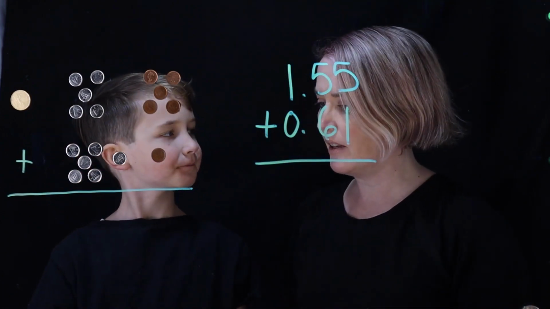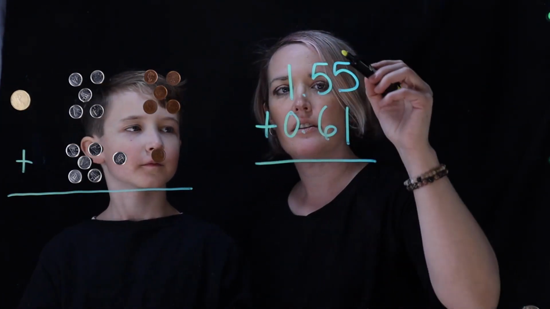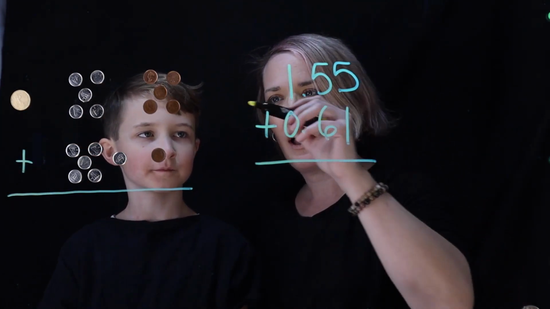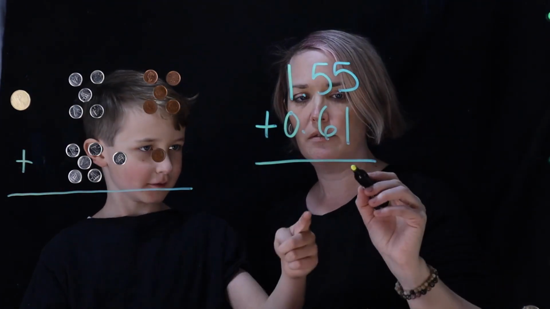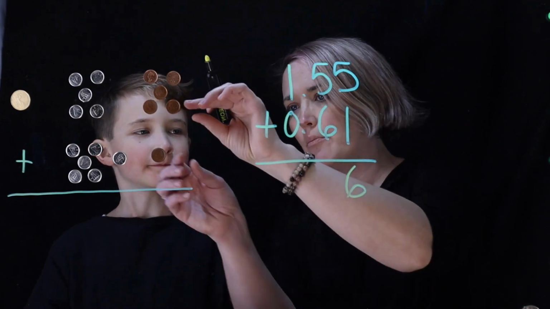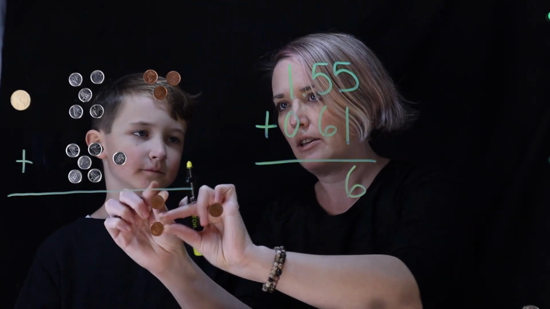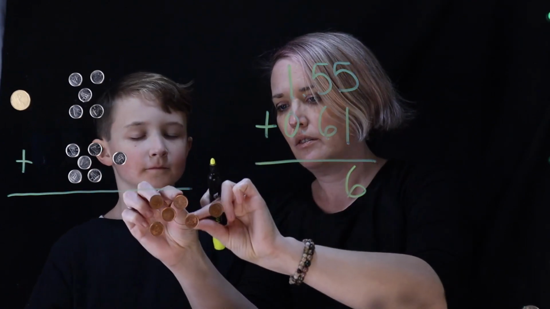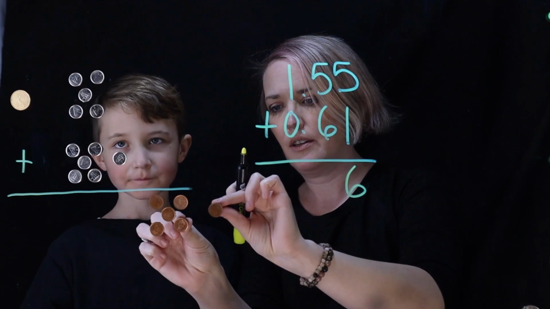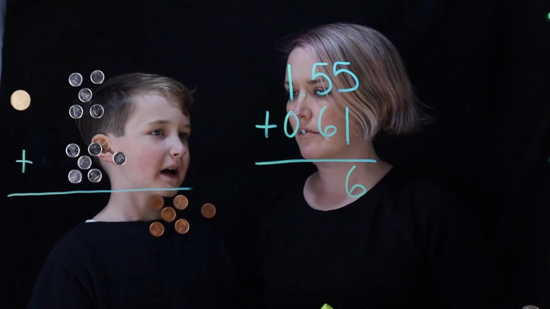Let's go ahead and start adding things. Let's start with the pennies, which is right here. How many pennies do we have in total? We have 6. So 5 plus 1? 6. Perfect. I'll move this down here too, and then everything will match up. So we have 6 here, and 6 there. Now we're going to do 5 plus 6.